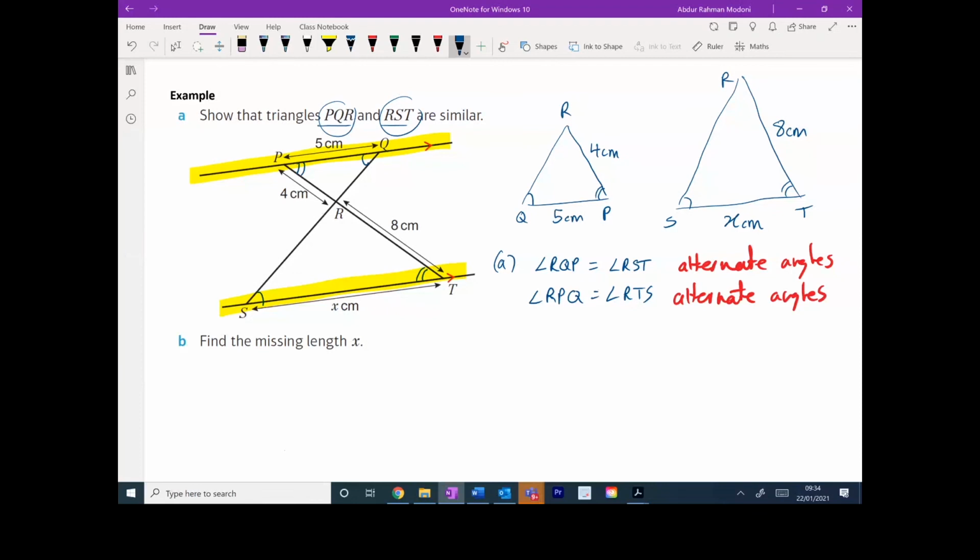Lastly, we need to go and show that the angle QRP, so this angle here, must be equal to the angle SRT. What's the reason for that? Well, let's go and identify those two angles first. So angle QRP is here, and angle SRT is here. Why must they be equal? Well, we can see they are vertically opposite each other, vertically opposite angles.